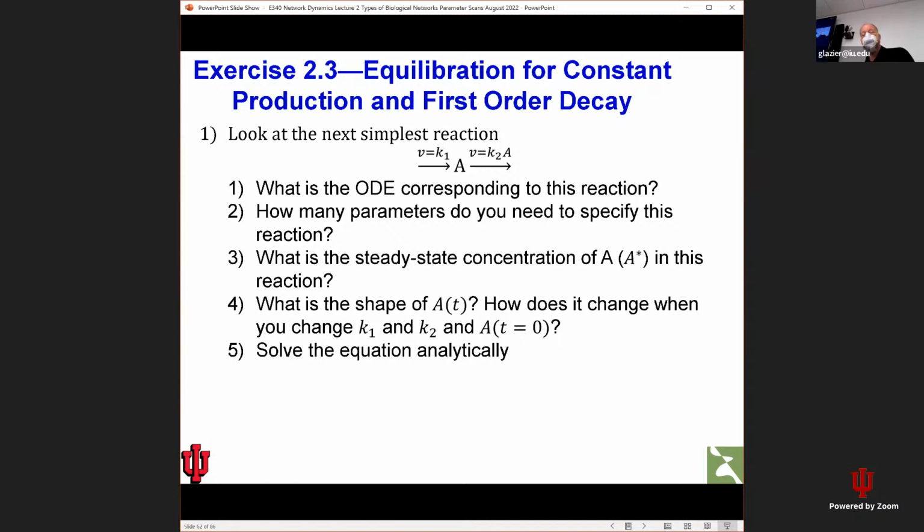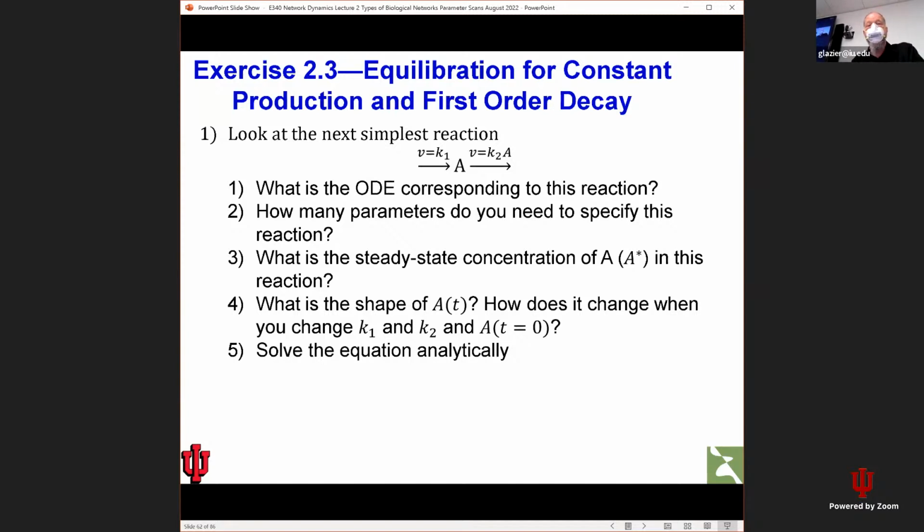Let's take our very, very simple example, and I'll give people 5 minutes or so to do this. You may actually need a piece of paper and a pencil. Let's take our reaction: nothing is going to A. So we have A being produced at a constant rate, K1, and A decays at a rate K2 times A. First of all, what are the ODEs corresponding to this reaction? We're going to have dA by dt equals something. What is it? Secondly, how many parameters do we have?